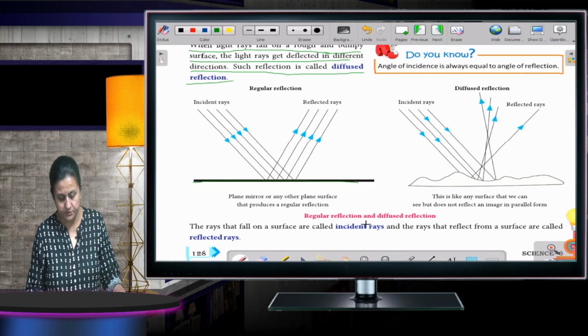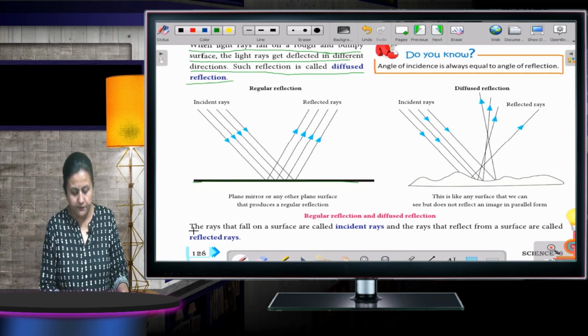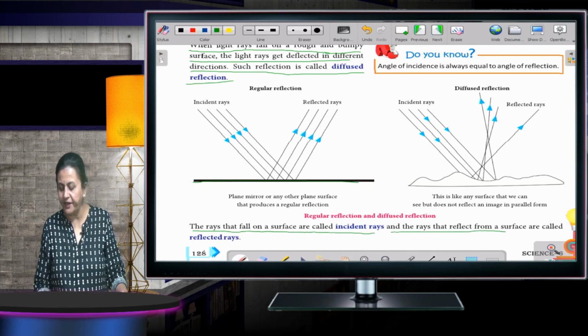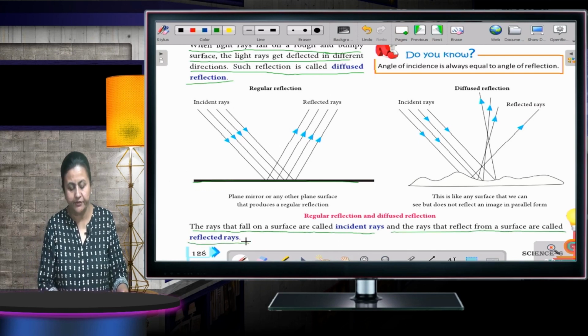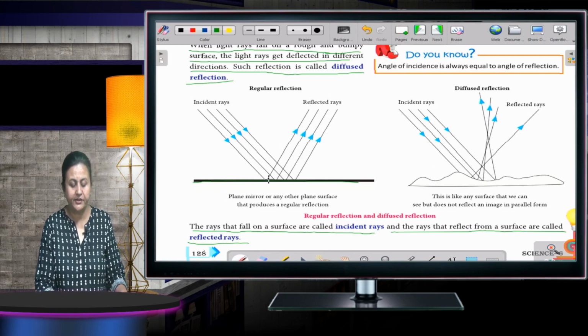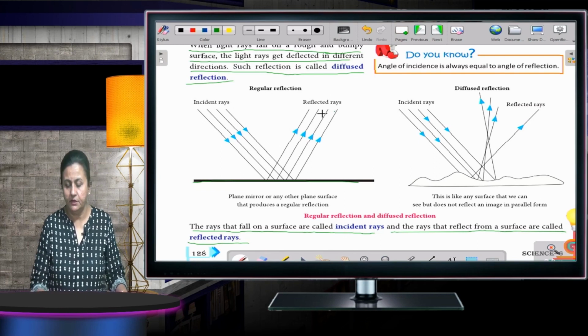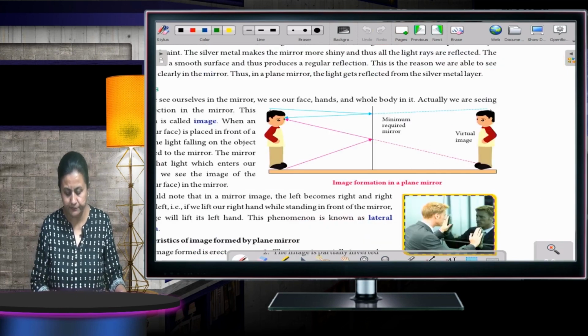Now, the rays that fall on a surface are called incident rays and the rays that are reflected from a surface are called reflected rays. See, these are incident rays and these are all reflected. Now, moving to the next one.